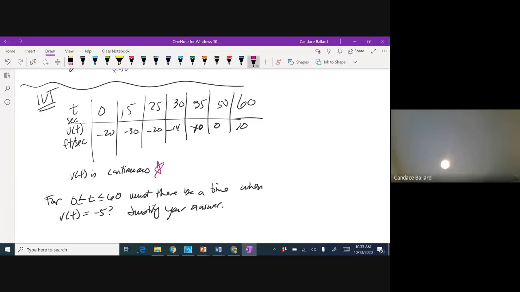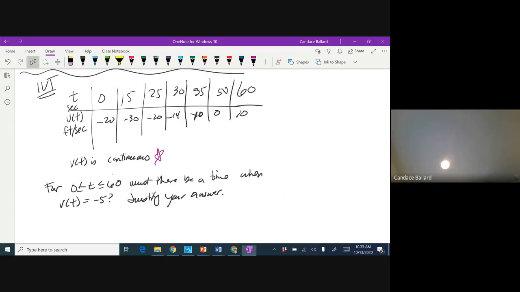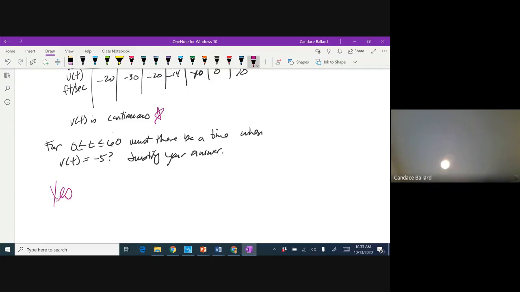So for the interval between 0 and 60 of t, not a big deal that we have a t, it's acting like an x, right? It's in the x spot. Must there be a time when v of t equals -5? Justify your answer. Whenever they ask this type of question, the answer is 100% always yes. If it's no, then there's nothing for you to write down, really. So it's always a yes. But you have to tell me why, and that's the more important piece of the question.